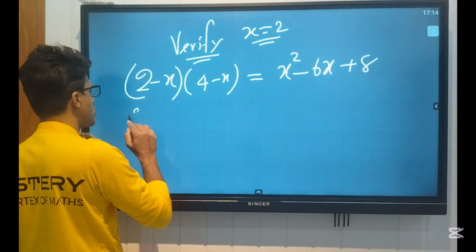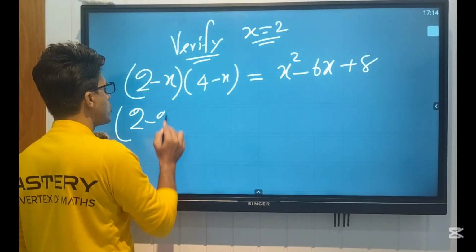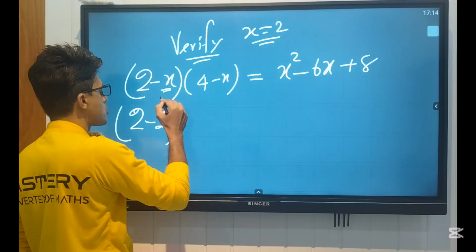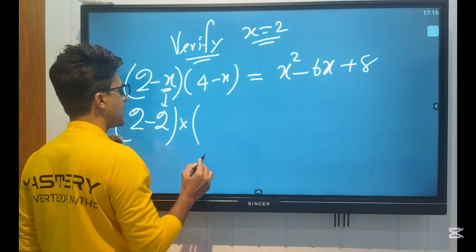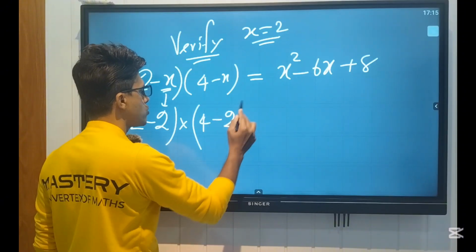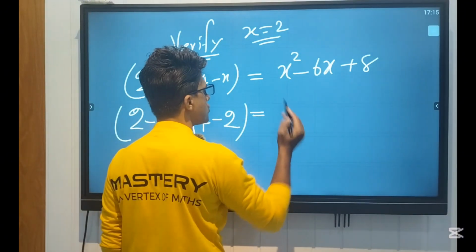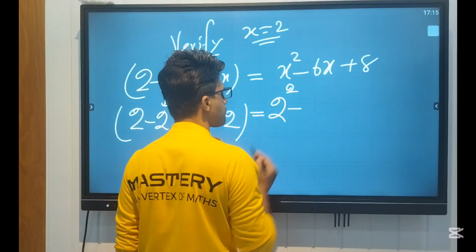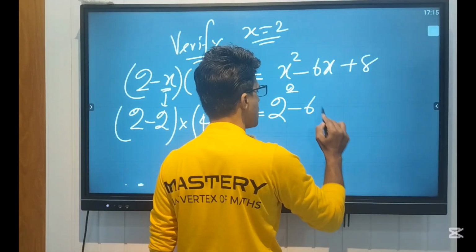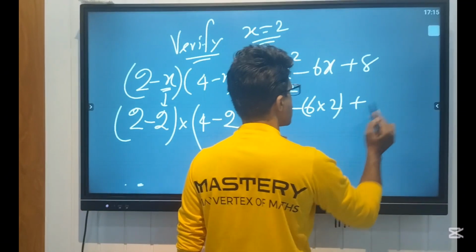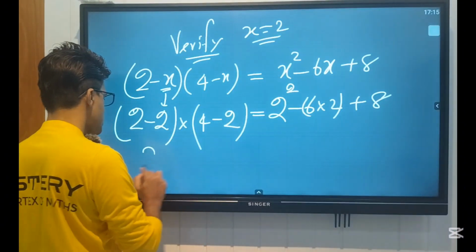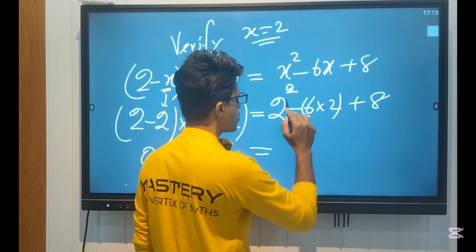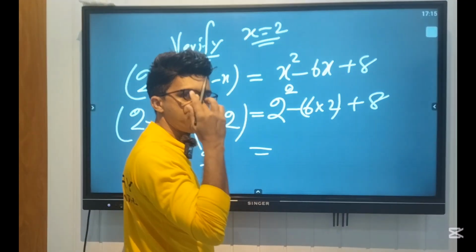Then x equals 2 here, then 2 minus 2, as given in the question. Then instead of this 2, we have written 2 here, then multiplication, and 4 minus 2 here, x equals 2. And also this side, when it comes to this side, x equals 2 squared, 6x means 6 times 2, and also plus 8. 2 minus 2 is 0, really. 4 minus 2 is 2, and 2 squared, 2 times 2 is 4.